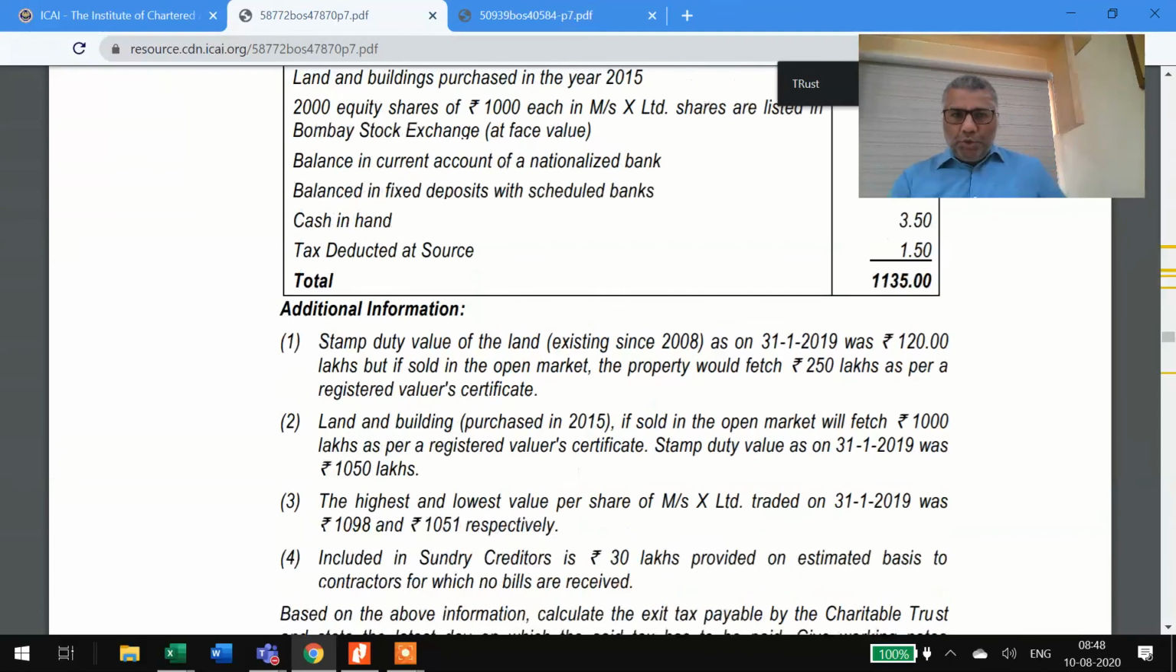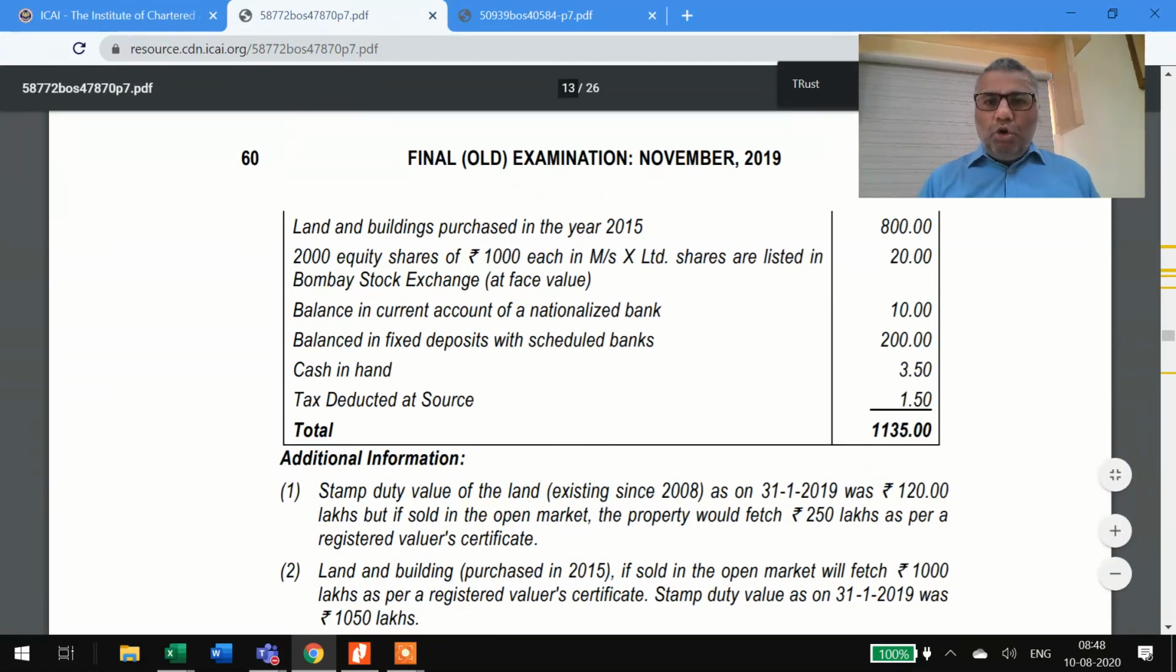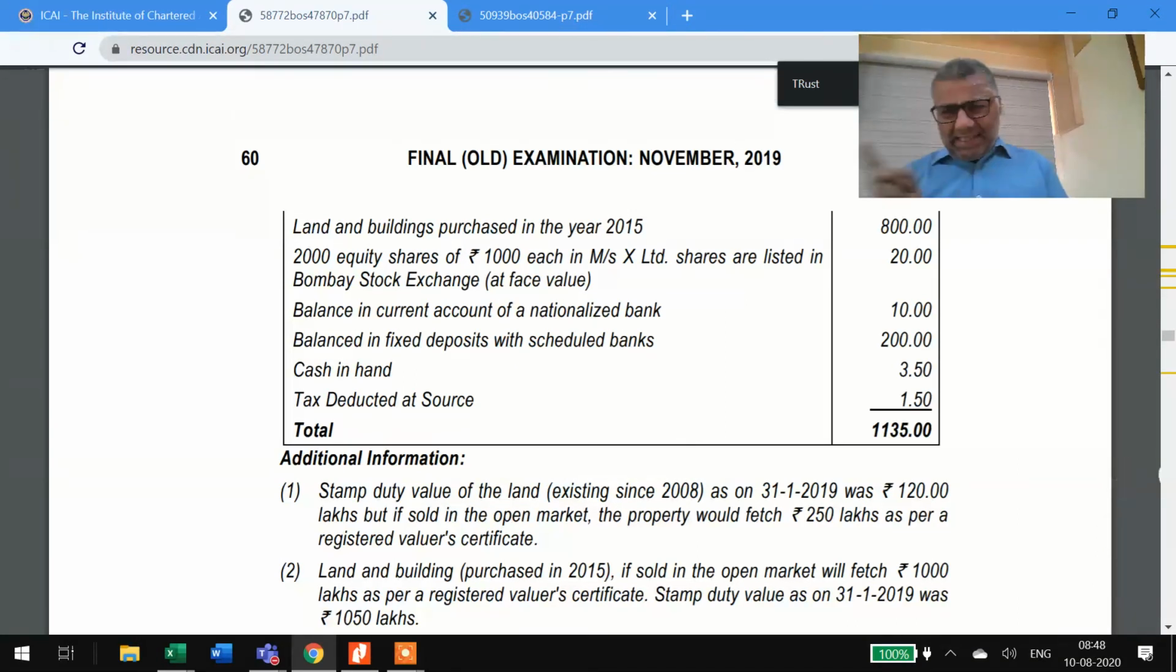So you can see that they have not considered the asset of income tax. Liability of income tax also, we know it will not be considered. This is the old November 2019 final paper, but the same question came in the new paper also. Probably the numbers might be slightly different, but the same question came in the new.